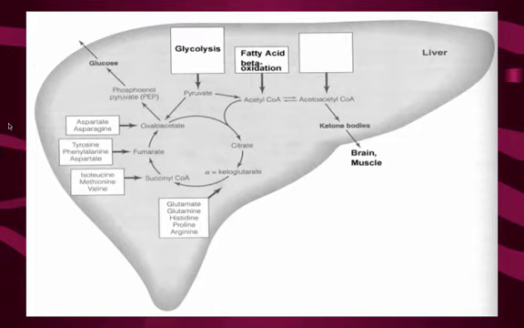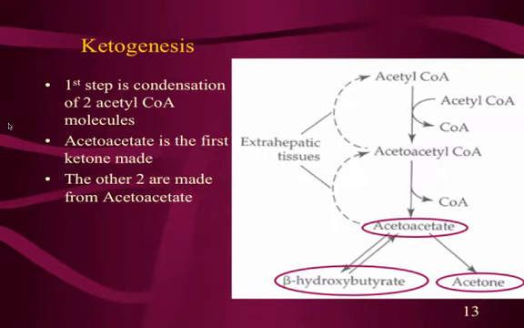Sure, the liver generates ketone bodies as an energy source for other tissues, mostly the brain and muscle. Right? It's kind of an alternative energy source instead of what? Glucose. The liver itself doesn't use ketones for energy. And the next slide kind of indicates that.